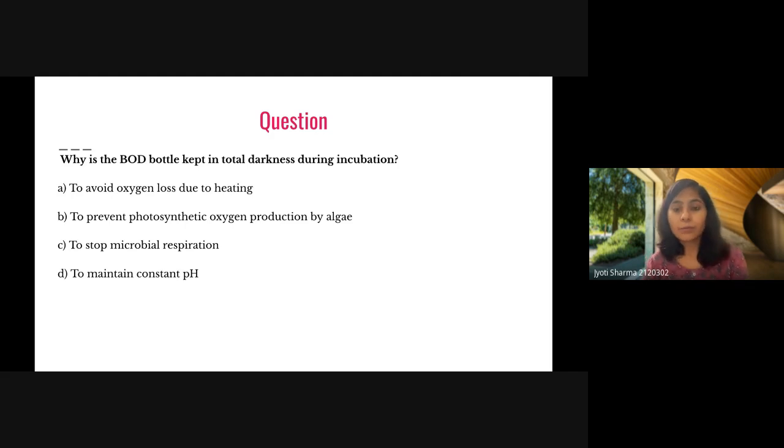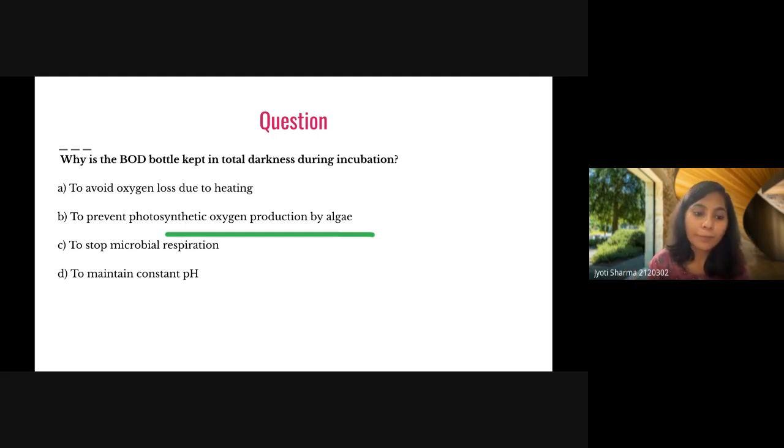For 5 days, we have to keep this BOD bottle in darkness so that no oxygen is added into that bottle, and this is how we can prevent wrong determination. So answer B is the right one.